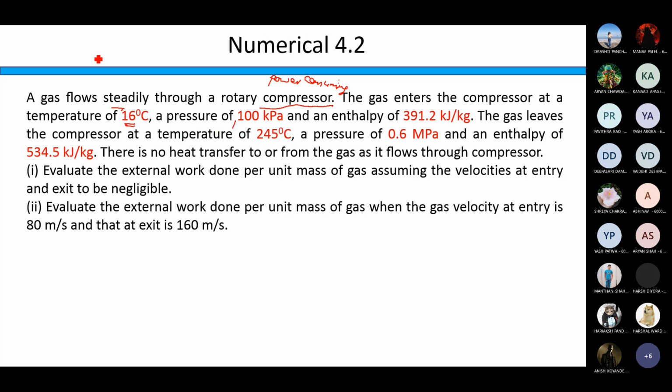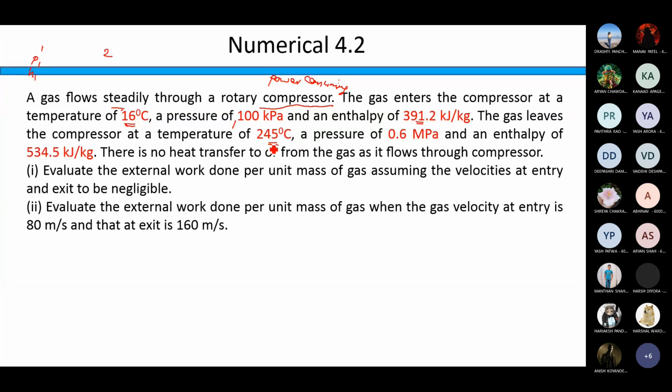So if you say state 1 as the inlet and state 2 as the exit, then pressure P1 is given, 100 kilopascal, and an enthalpy of 391.2 kilojoule per kg. So H1 is also given, specific enthalpy, it is per unit mass. The gas leaves the compressor at a temperature of 245 degrees C.